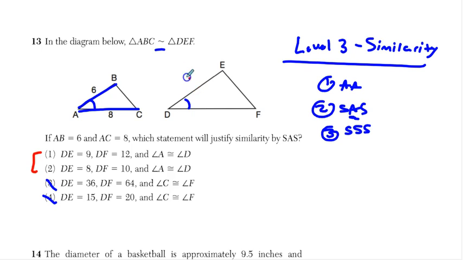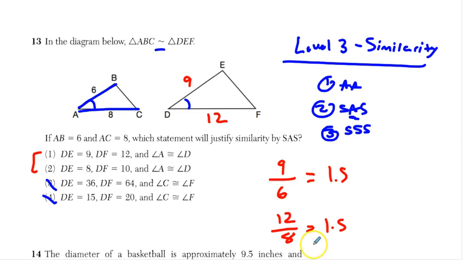So it tells us that DE is 9 and DF is 12, or we could do DE is 8 and DF is 10. Well, the other thing we have to know is not only does an angle have to be congruent, but the ratios of the sides have to be the same. So you have to check this. 9 over 6, that's your first ratio, and you want to check 12 over 8. Well, 9 over 6 as a decimal is 1.5. And 12 over 8 is 1.5 as well. So your ratios are the same. You have a congruent angle. These prove it's similar.